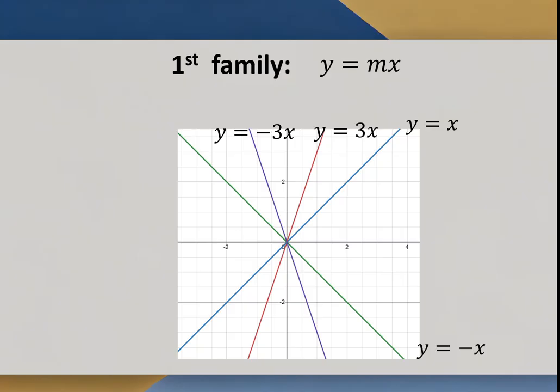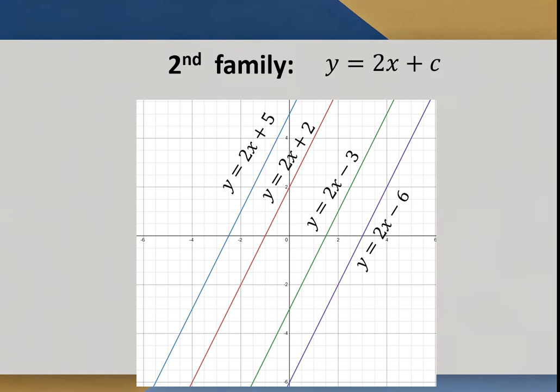In this case, an example is we've got y equals negative 3x, y equals 3x, and y equals x. So what's happening in relation to these lines is they all are going through the origin. So that is one of the families.